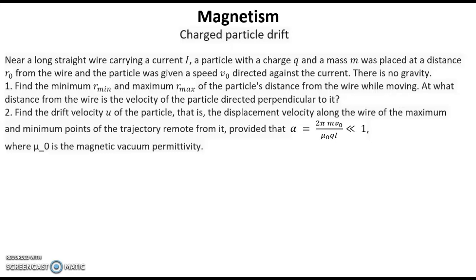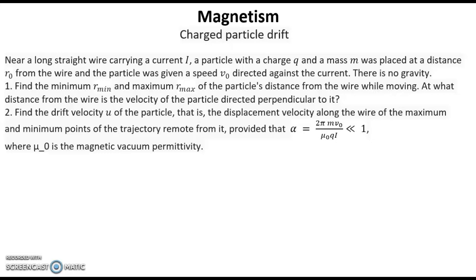Magnetism, charged particle drift. Near a long straight wire carrying a current I, a particle with a charge Q and a mass m was placed at a distance r0 from the wire, and the particle was given a speed v0 directed against the current. There is no gravity. So first question, find the minimum and maximum distance of the particle from the wire while moving, and at what distance from the wire the velocity of the particle is directed perpendicular to it.